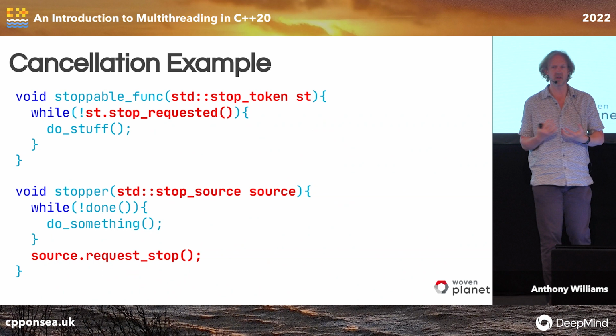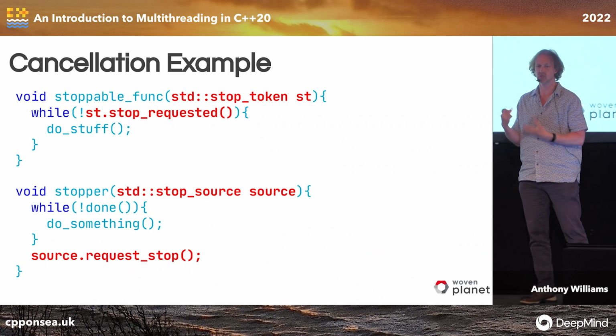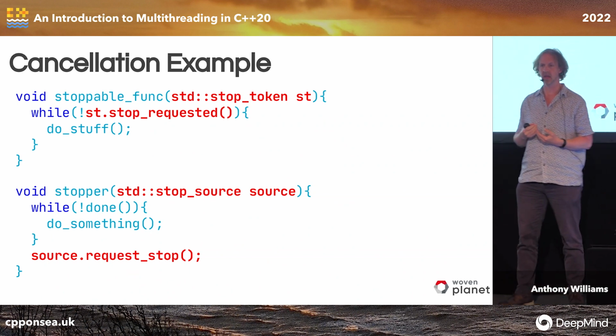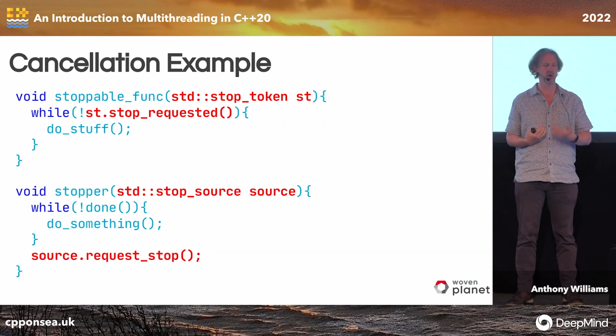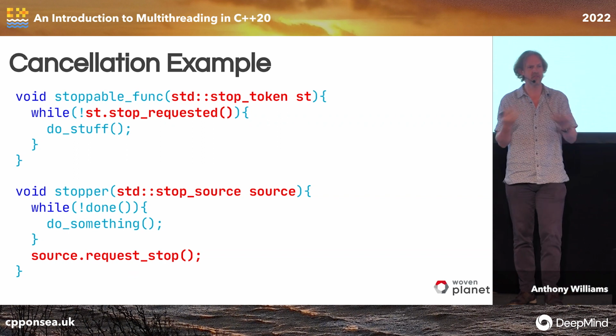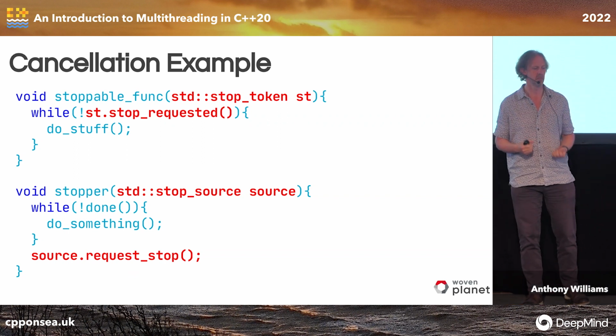So what does that look like in code? Well, we have our stoppable function that takes a token, and it calls stop requested periodically, every time it goes round its while loop. And whilst you haven't asked it to stop, it's going to do some stuff.